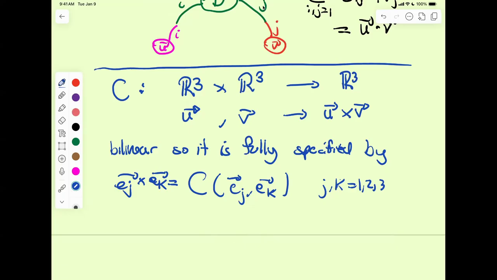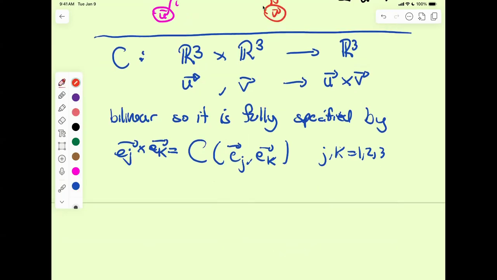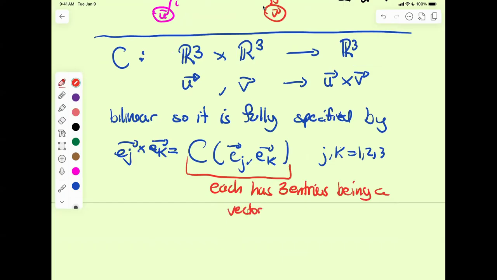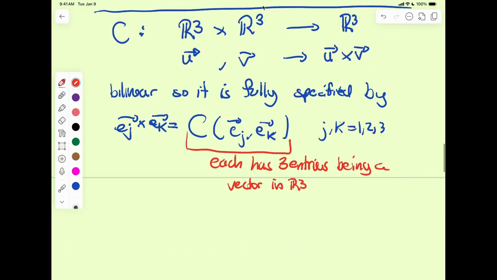The thing is that this itself has 3 entries, because it's a vector in R3. So if you wanted to define the entries of the tensor, you need 3 indices. You need 2 indices to specify the vectors themselves that you're talking about, and you need an extra index to refer to the entry of this thing. So that's why there's a third index that pops out in this case.